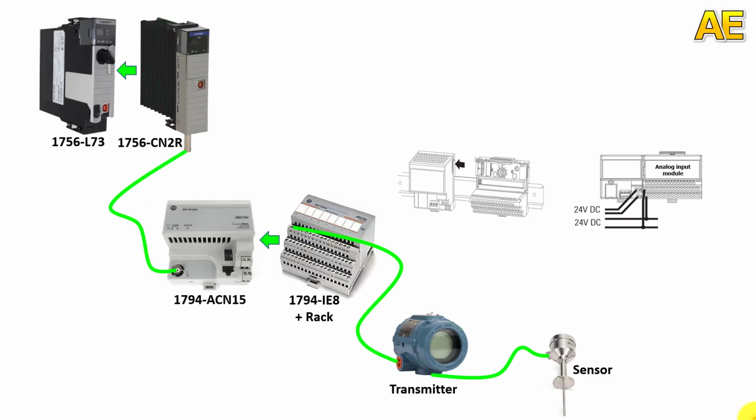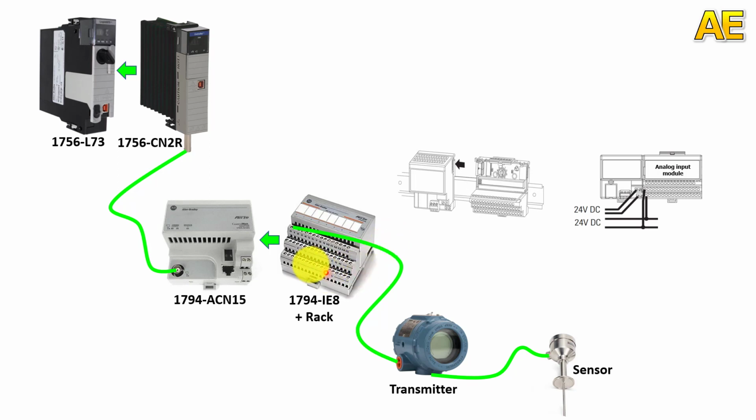Firstly, I will talk about the connection diagram. I use the CPU model 1756 L73, and we need a ControlNet bridge, the 1756 CN2R, in the chassis with the CPU. On the other side, we have the ControlNet adapter 1794 ACN15, connected to the analog input module 1794 IE8.